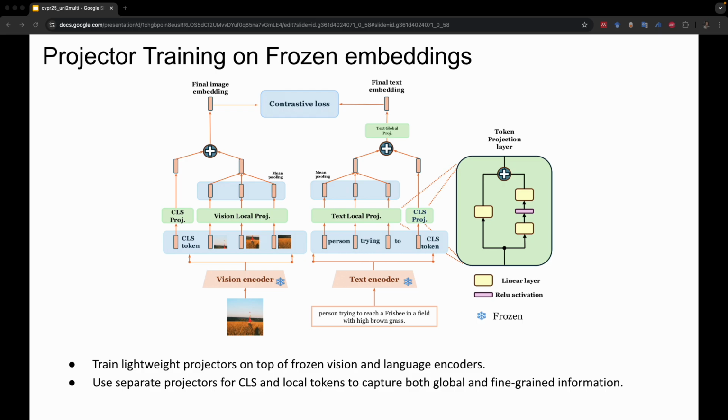We train simple projection heads on top of frozen vision and language encoders. To capture both global and local information, we use separate projectors from the CLS token and local tokens in each branch. This dual branch setup helps preserve fine-grained details while supporting global semantic tasks.